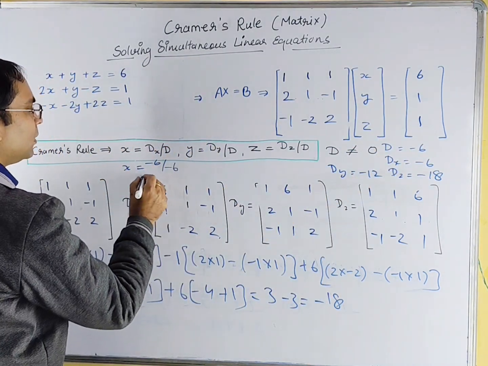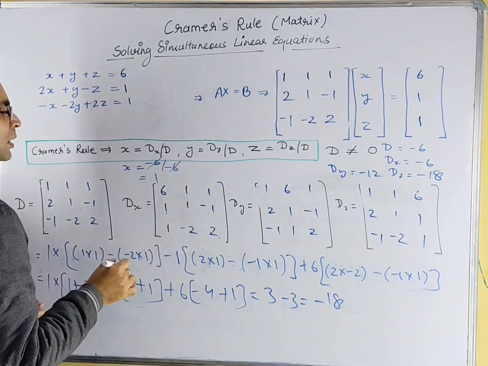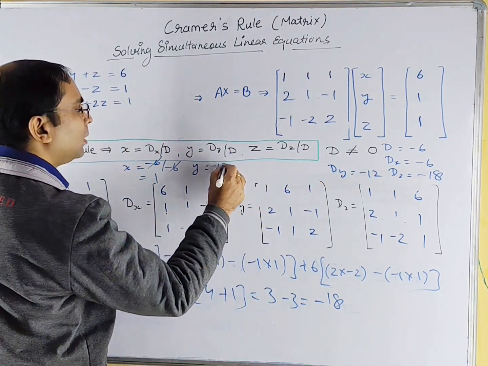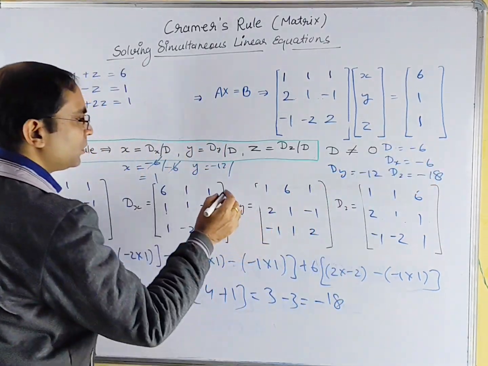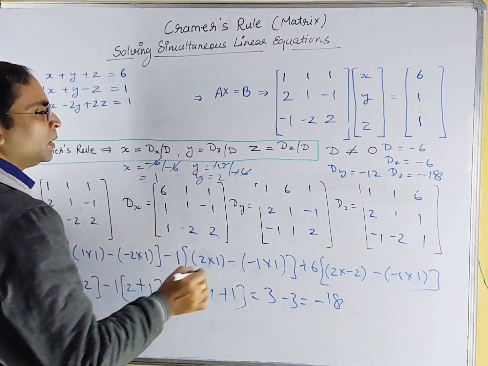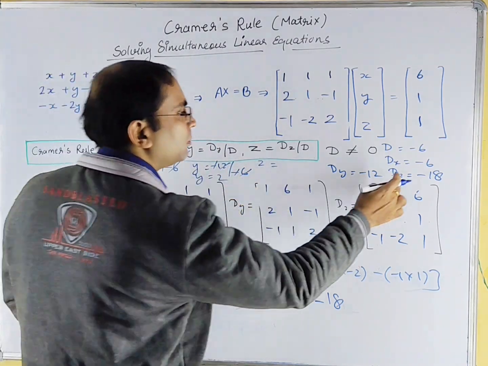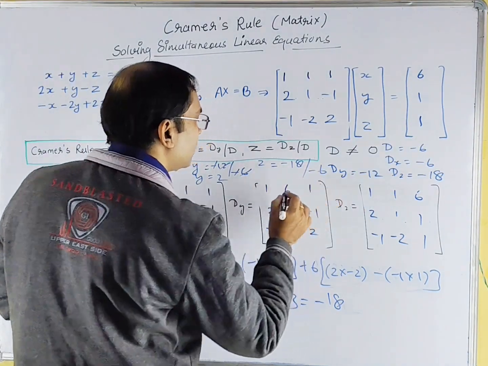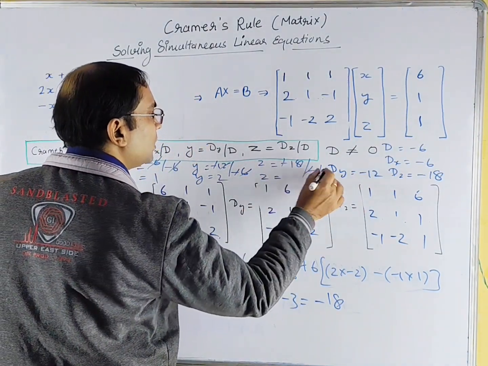So this becomes 1. Then we have y. What is y? Dy by D. What is Dy? Minus 12. And D. What is D? Minus 6. So this will be 6 2s are 12. So y comes to be 2. Now z. This is Dz, minus 18. And D. What is D? Minus 6. So this is minus 18 over minus 6, and z comes to be 3.